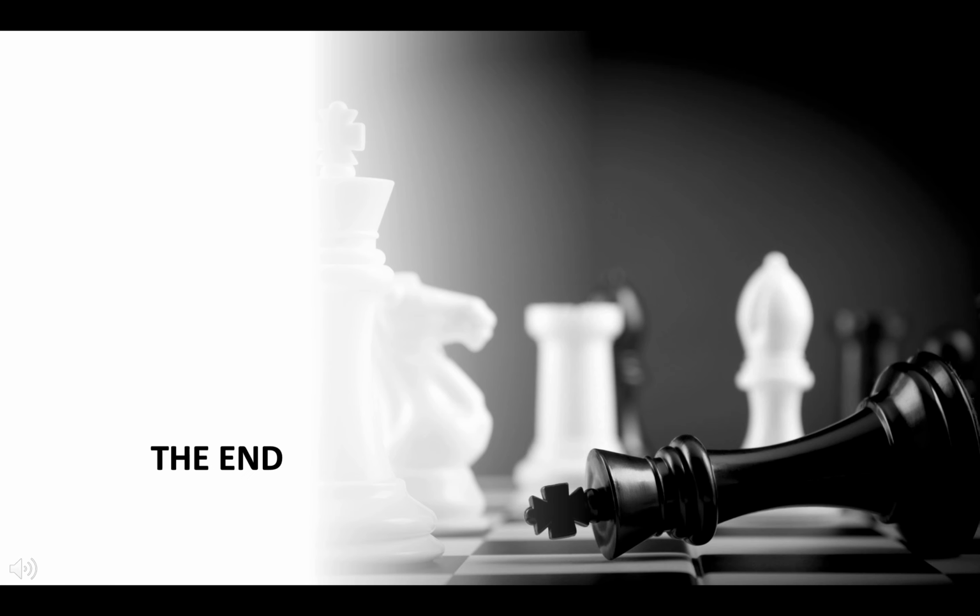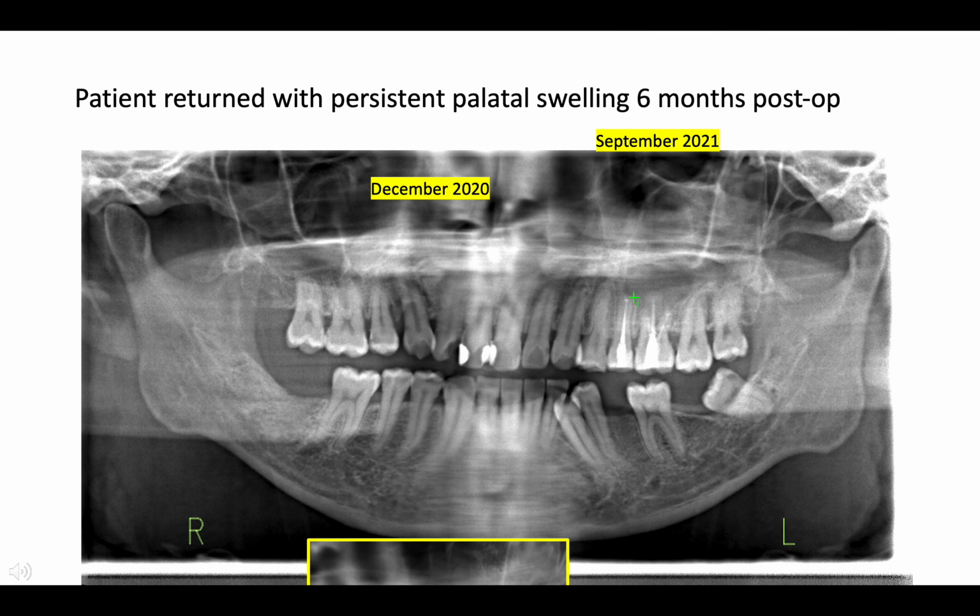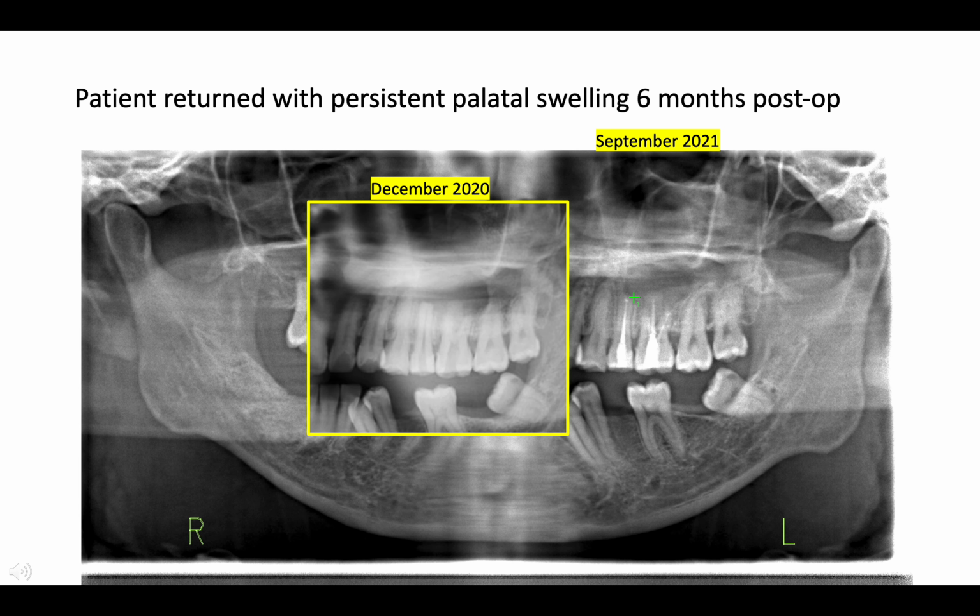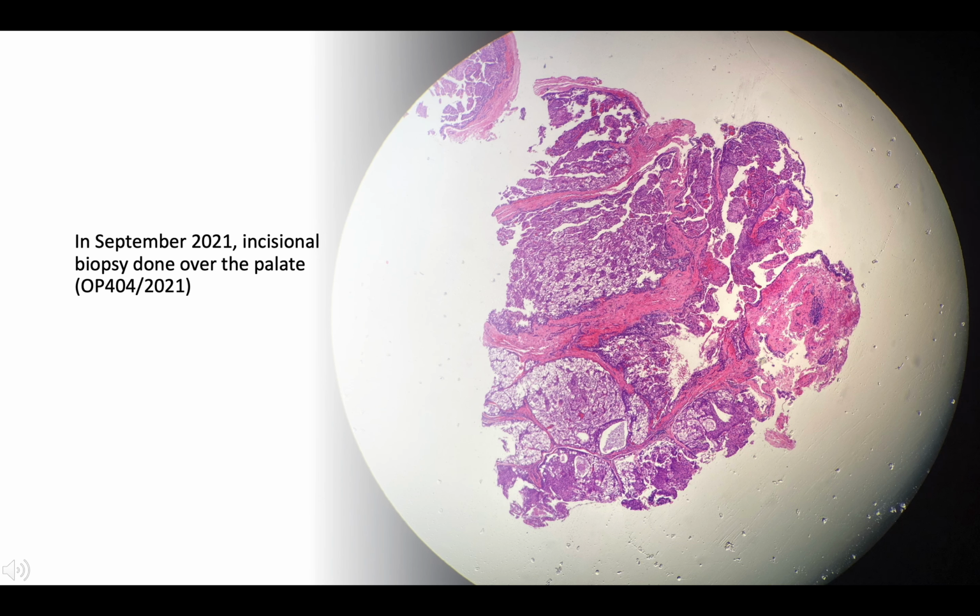And this is not the end of the story yet. After 6 months, the patient returned with persistent palatal swelling, and when we compare the OPG, the radiolucent lesion is still there, and the size remains almost the same. Hence, the surgeon decided to perform an incisional biopsy over the palate, and the HPE shows solid growth of tumor in the fibrocollagenous to hyalinized stroma.